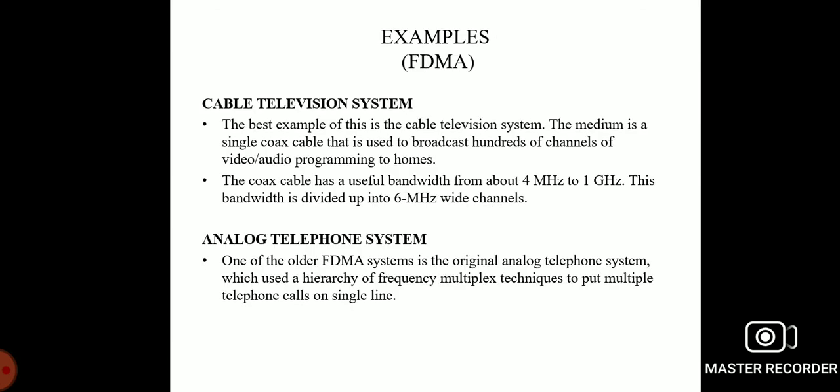Now for examples of FDMA systems, the first one is the cable television system. In this cable television system, the medium is a single coaxial cable that is used to broadcast hundreds of channels of video and audio programming to homes. The coaxial cable has a useful bandwidth from about 4 MHz to 1 GHz. This bandwidth is divided into 6 MHz wide channels.